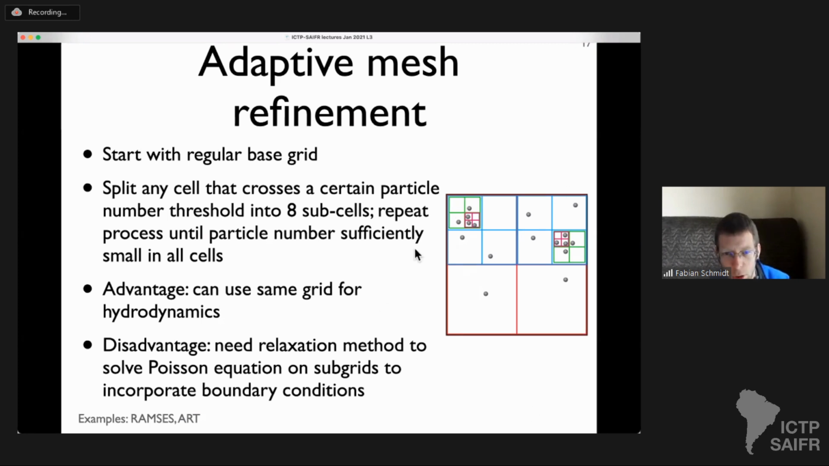Okay, so here is a 2D representation. I'm always splitting into 4 subcells, but you get the idea, right? So in 3D, it will be 8 subcells. And so you repeat that iteratively until every cell is below the density threshold. And so that's a conceptually straightforward extension of the grid technique. And the nice thing is you still have a grid. You can use that same grid to do, for example, hydrodynamics.